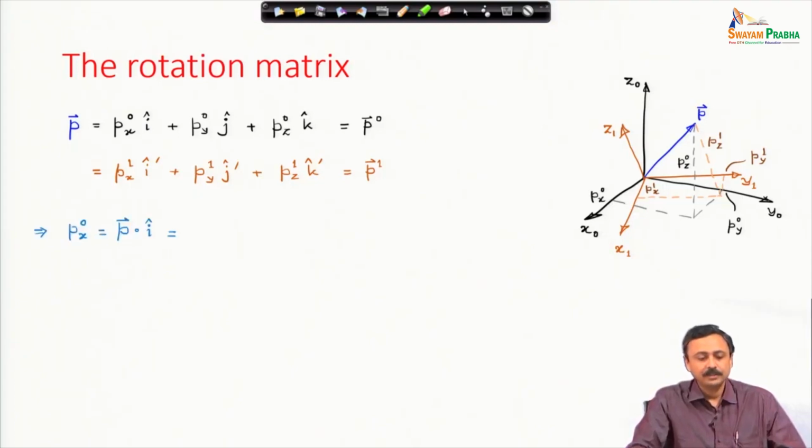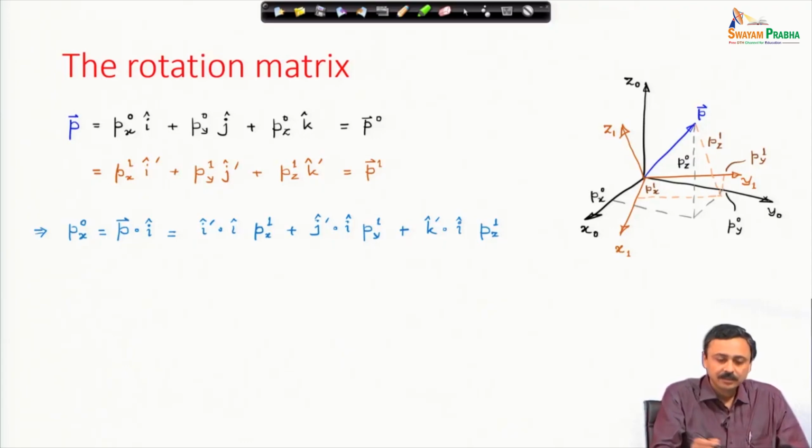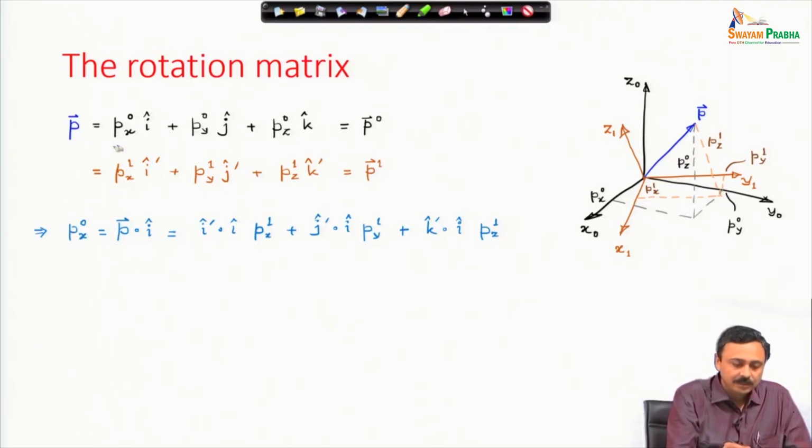How do I find p x 0, the x component in frame 0? I take a dot product of the vector p with i cap. What is i cap? The unit vector in the direction of x naught. I take a dot product of p with i cap. This is what I can write. Now, p I can choose in any particular representation. If I take dot with i cap, then it gives me p x 0.